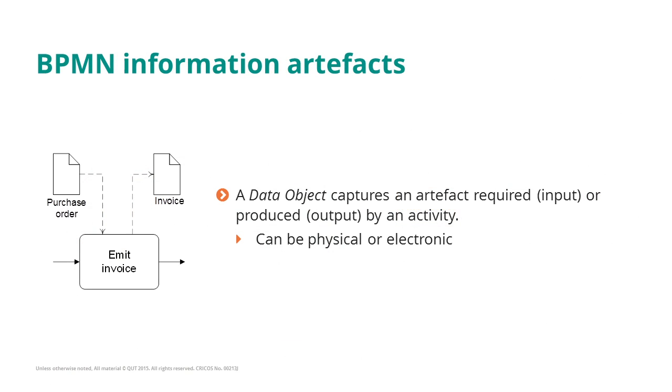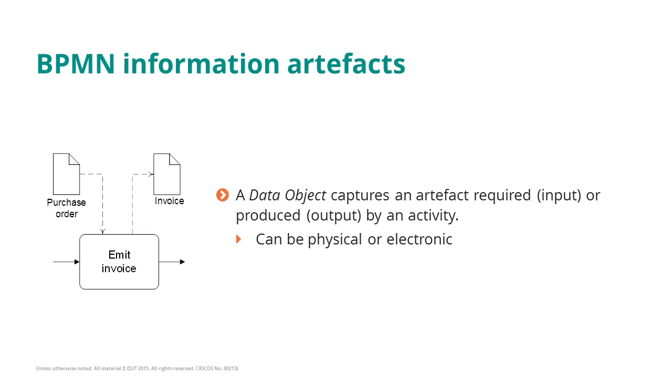Now, BPMN uses an element called data object to model information artifacts. The data object captures an artifact required as input or produced as output by an activity. It can be physical or electronic. The data object is represented by a document with the top right corner being folded over.